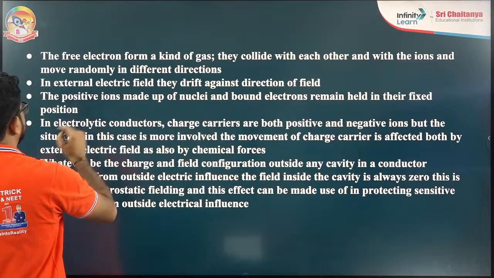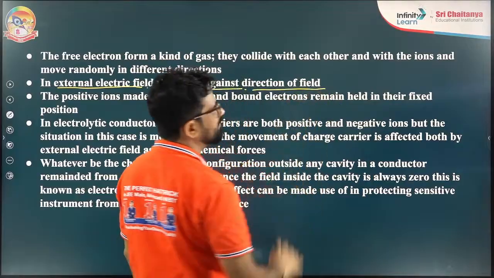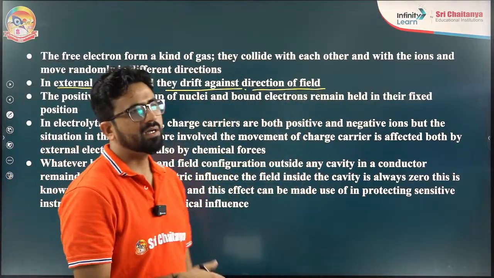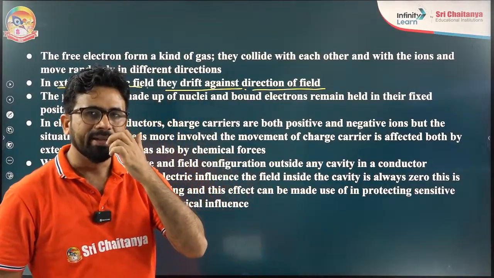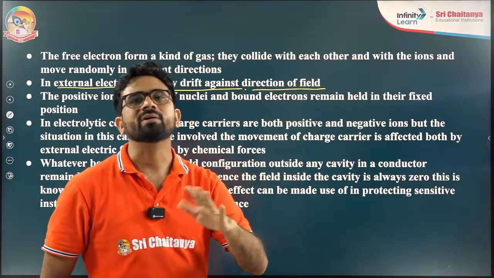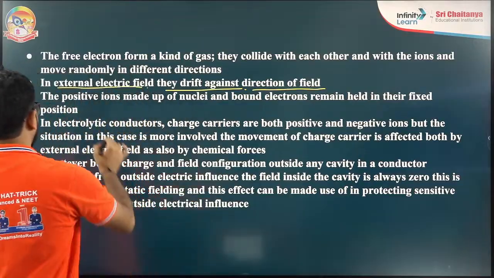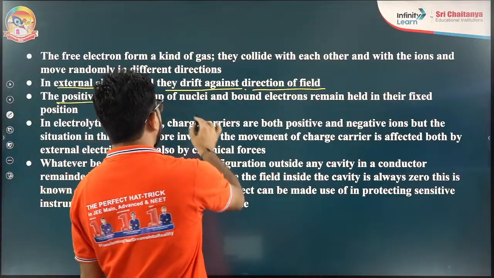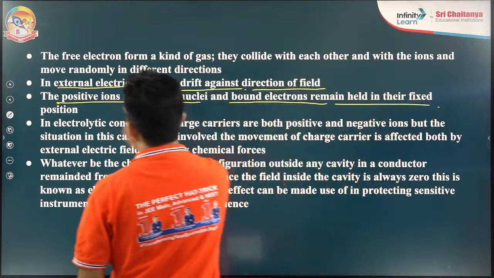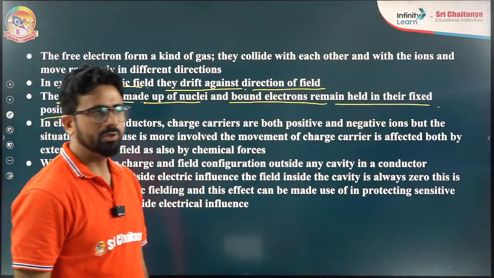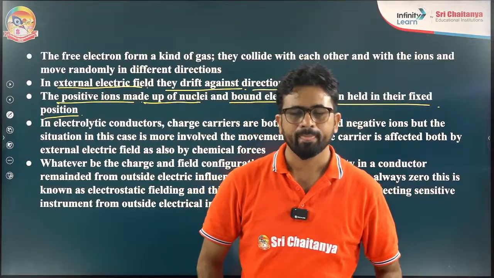Okay, now try to understand the second. In an external electric field, they drift against the direction of the field. Whenever you put an external field, the electron is negatively charged, so it will start to move in the opposite direction, not in the same direction. Next, the positive ions made up of nucleus and bound electrons remain held in their fixed positions. I told you only the electrons start to drift, not the positive ions.